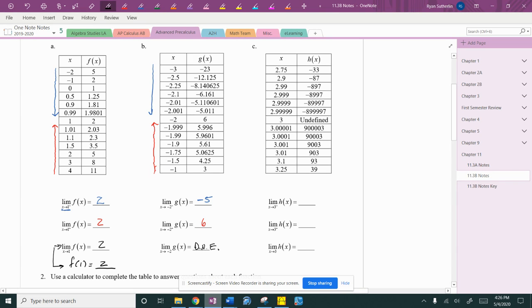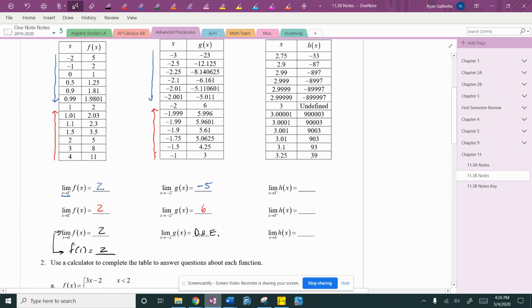Because remember, for a limit to exist, the left and right hand limits have to match. And if I asked you, what is g of -2? From the table, we can see it's 6. So if we think about some sort of discontinuity, this is a jump discontinuity, right? I have a branch that's ending at like -5, and then I have a branch that's at 6. So there's some kind of jump going on there that makes it so it's not continuous.